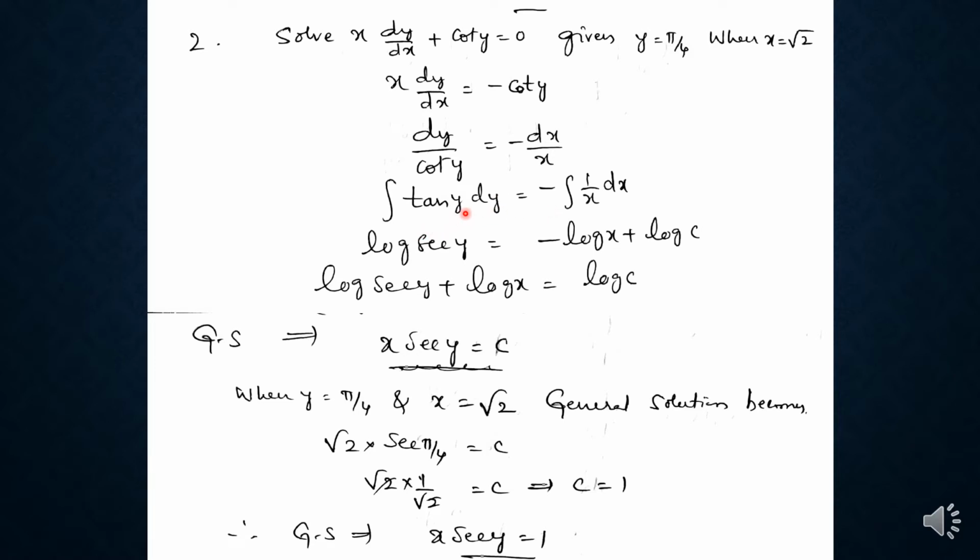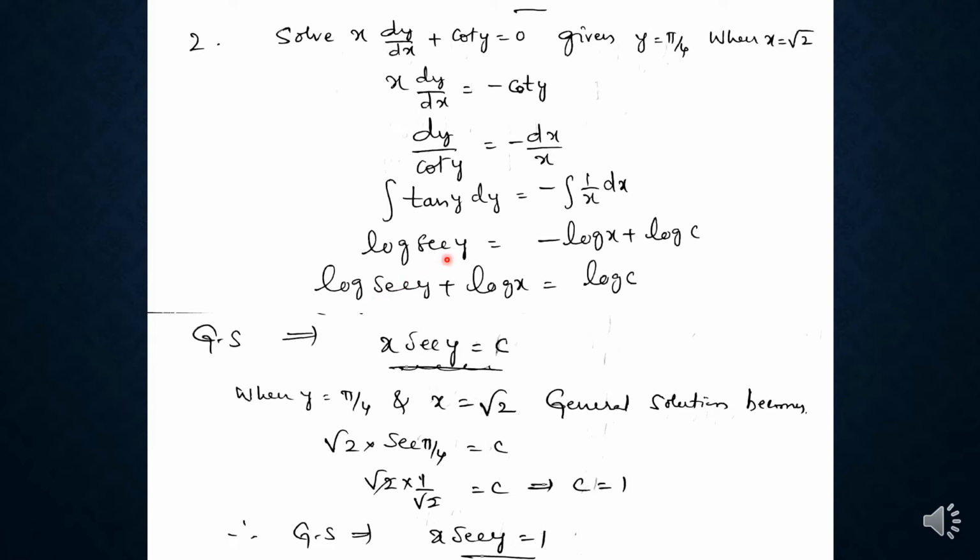What is integral tan x dx? That is log secant x. Integral tan y dy is log secant y is equal to minus, what is integral 1 by x dx? That is log x, plus the integral constant; we are taking log c. We are taking the integral constant c also in logarithmic form, because here we have two terms in logarithmic form. So if we take a logarithmic constant, we can remove logarithms in the whole equation.